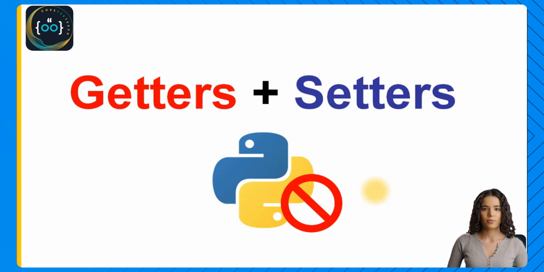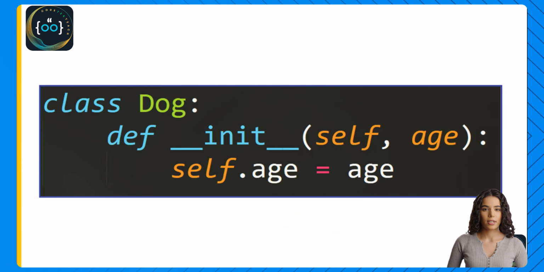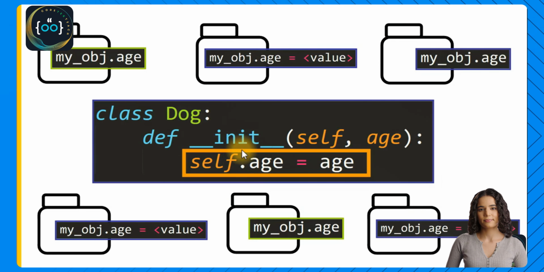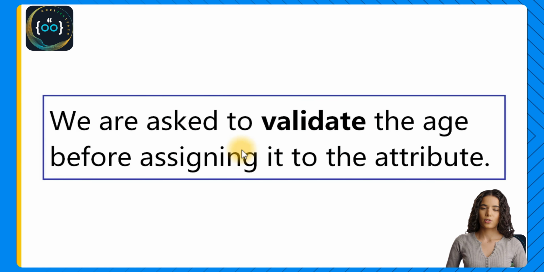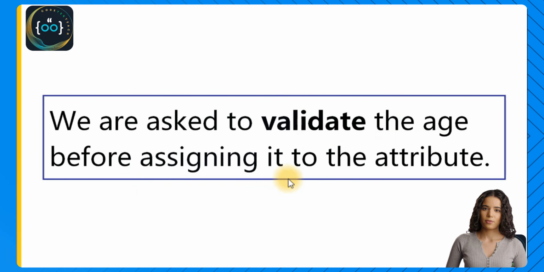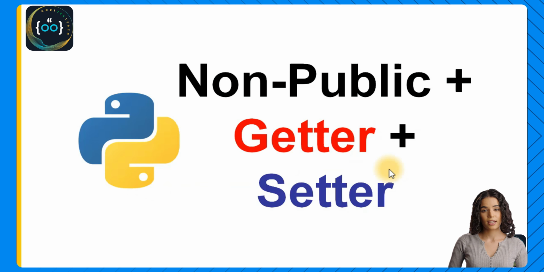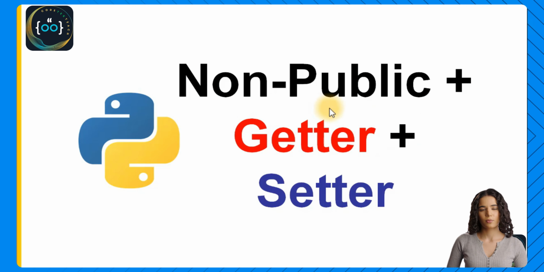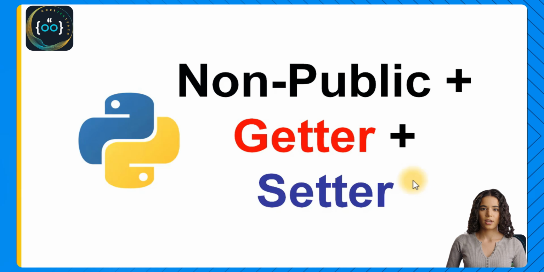Let's see why. If we have a very simple dog class with an age attribute that we have used in many different parts of our program or project, and then, after writing the program, we are asked to validate the age before assigning it to the attribute, then based on what you have learned so far, we would have to make the attribute non-public by adding a leading underscore, and then define a getter and a setter for that attribute, right? This is what you have been learning so far.